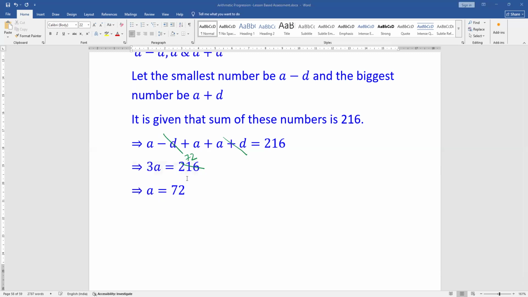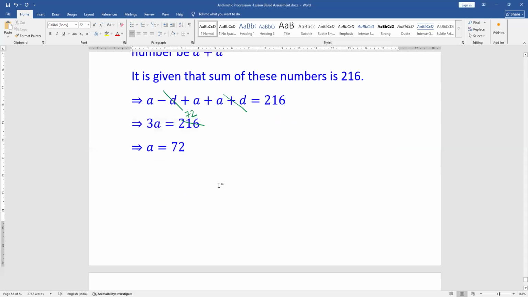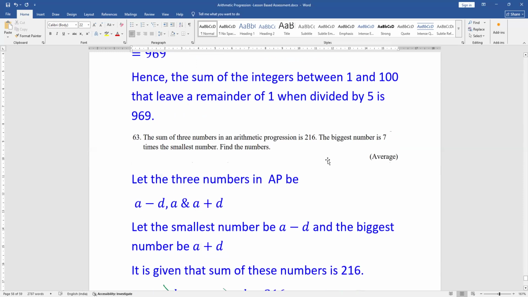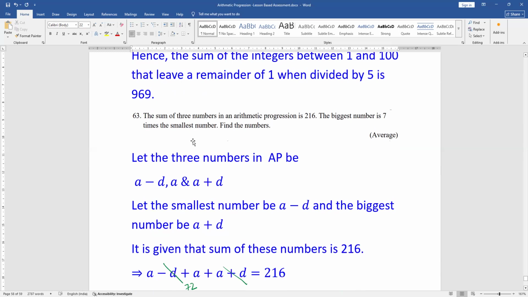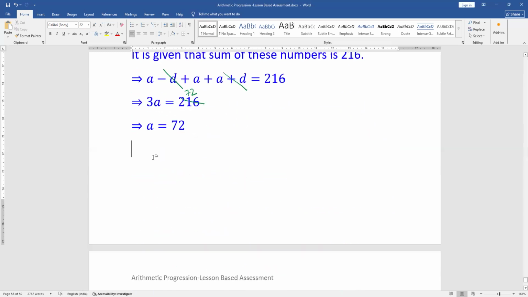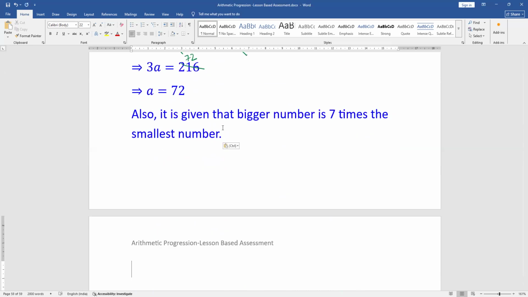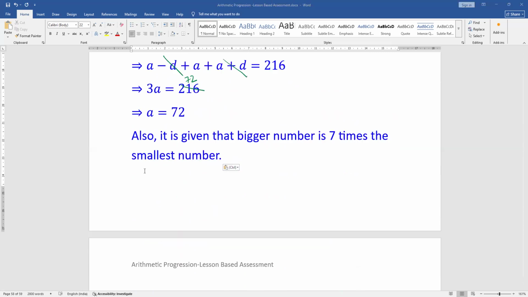Okay? Next, what have they given? They have given a condition. If you observe, what is given? It is given, see, the biggest number is 7 times the smallest number. So I am writing that condition. Let me write this. So also it's given that the biggest number is 7 times the smallest number. So the biggest number here is a plus d, correct?